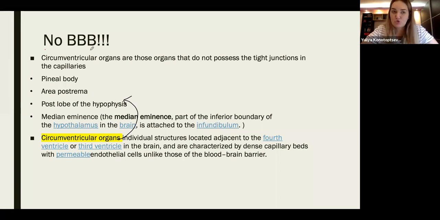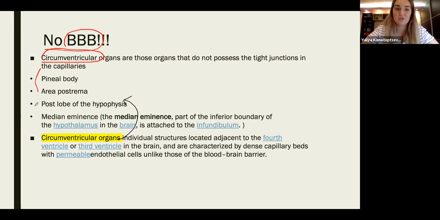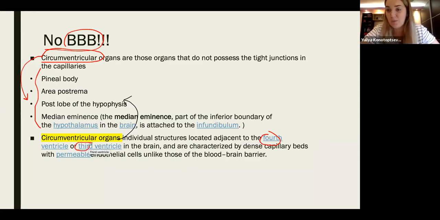There are some areas where we do not have the blood-brain barrier. It's not present there. The endothelial cells in these places do not possess tight junctions. We call these organs circumventricular organs. They're called circumventricular because they are located around the fourth and third ventricles in the brain. They're around the ventricles, right? So circumventricular organs are organs that do not possess tight junctions between endothelial cells. What are these organs? Pineal body.